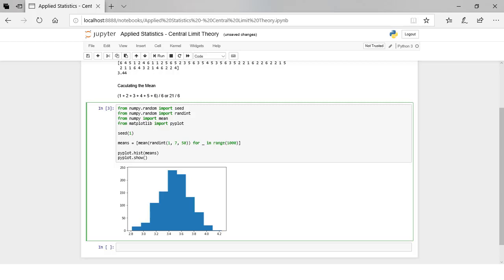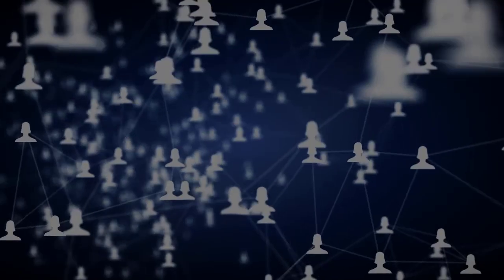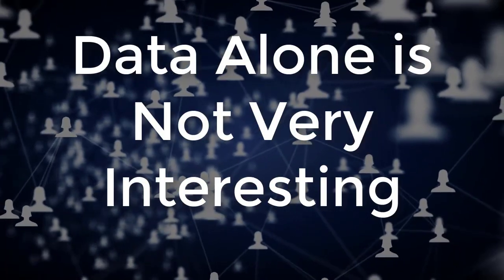Furthermore, the central limit theorem also states that as the size of the sample increases, in our case 50, then the better the sample means will approximate a Gaussian distribution. More samples, better Gaussian. Data must be interpreted in order to discover meaning.